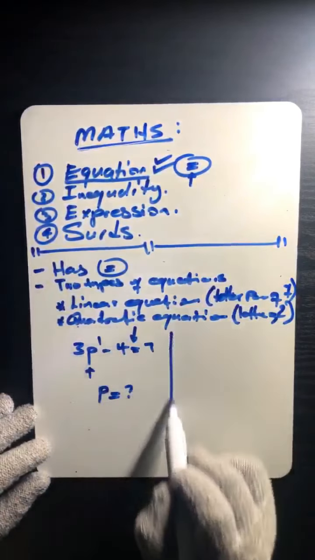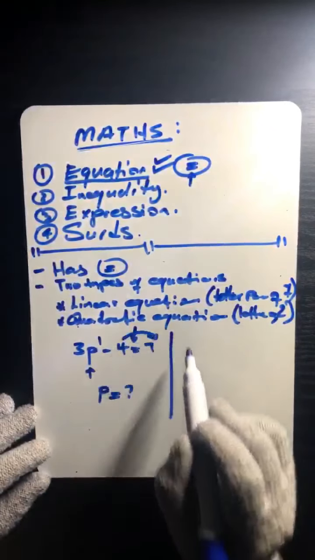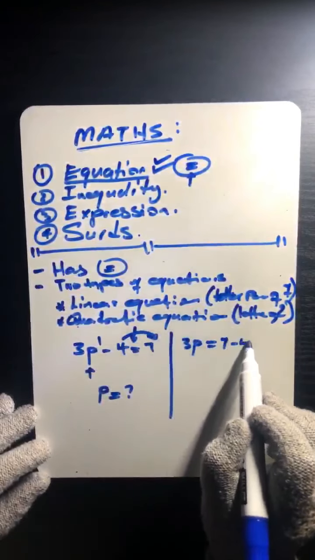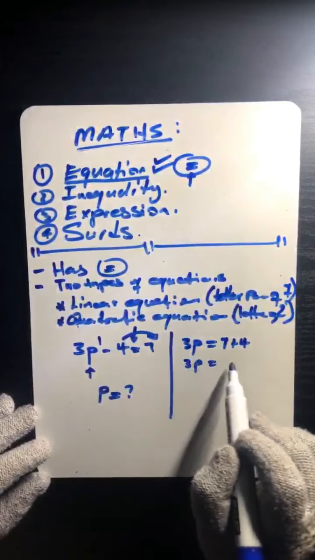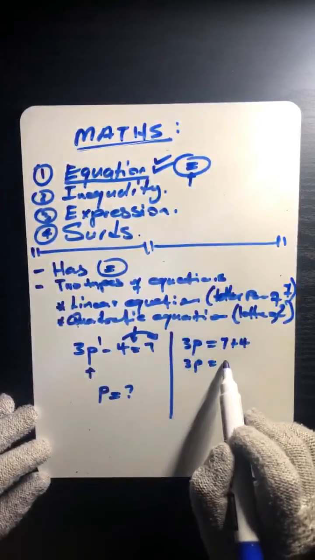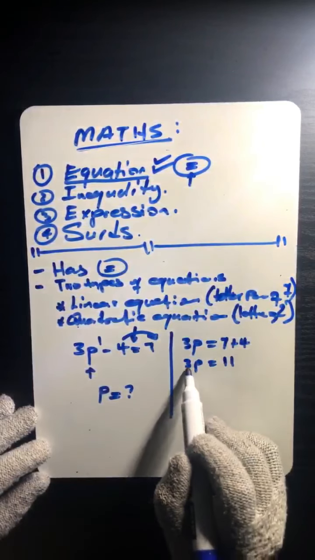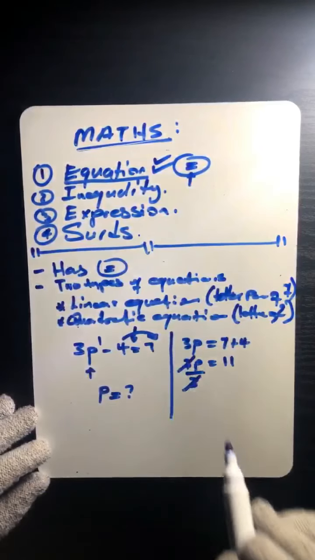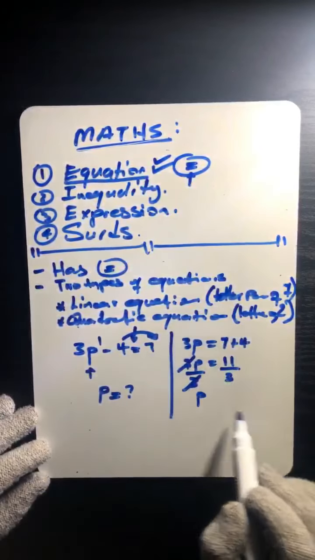If you had to solve this, obviously you know very well that you transpose, then you remain with 3p equals 7 minus, it's a plus 4, it changes the sign, so 3p equals what? I think this is 11. Because you're solving for p, you want to remove this 3, and you remove it by dividing by exactly that, so that you remain with p. Remember, whatever you do on the left, you also do on the right.